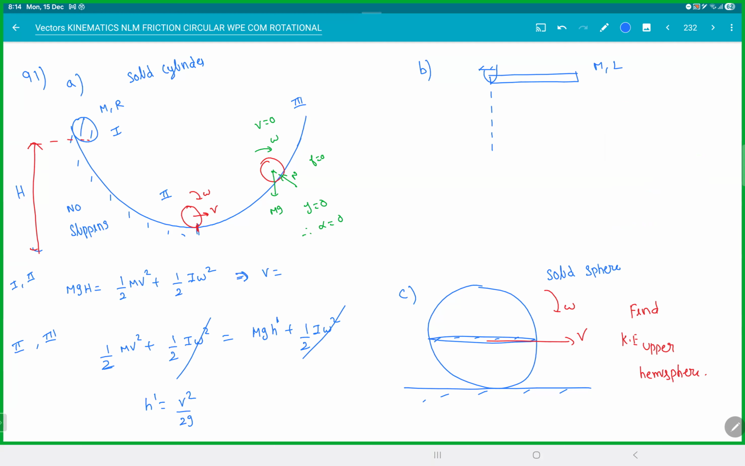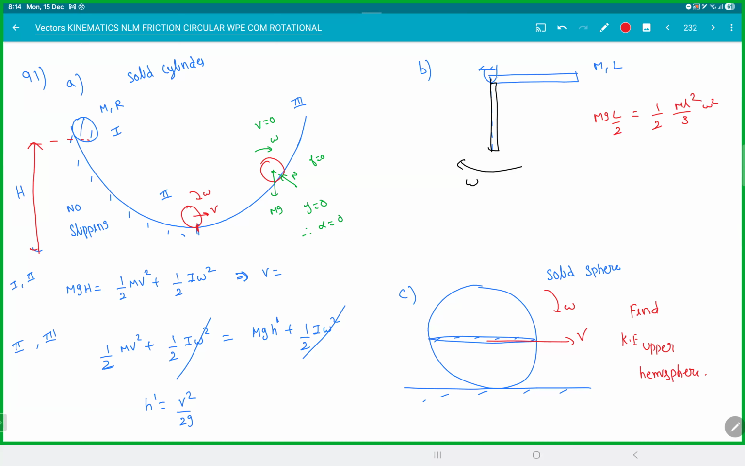What about this? When the rod becomes vertical, this will have omega. Loss in potential energy, mg L by 2, is equal to gain in kinetic energy. It's a pure rotation about the hinge. So half I hinge omega square, where I hinge is m L square by 3.